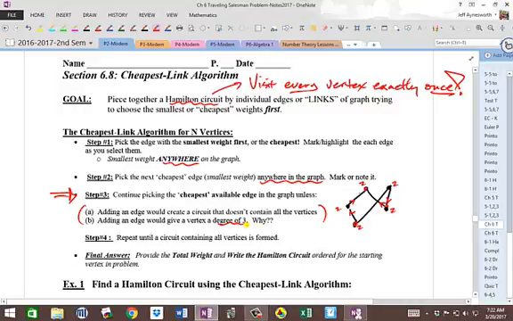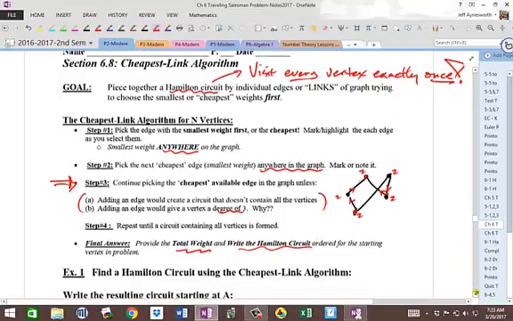Remember that. Then we keep on selecting the cheapest, the next cheapest, or the next smallest weight until we form the Hamilton circuit. When we're done, we're going to provide the total weight, and we're going to write the Hamilton circuit ordering at the starting vertex in the problem, whatever it's asked for. So we're going to find the total weight, figure out what the total cost would be if it's a cost problem, and then write the circuit in terms of a starting vertex, whatever it may be.